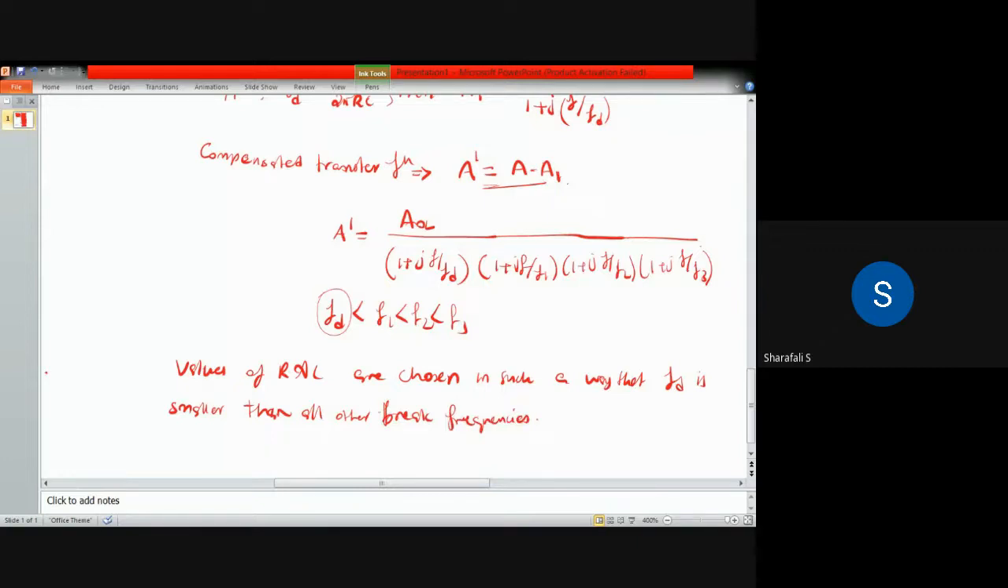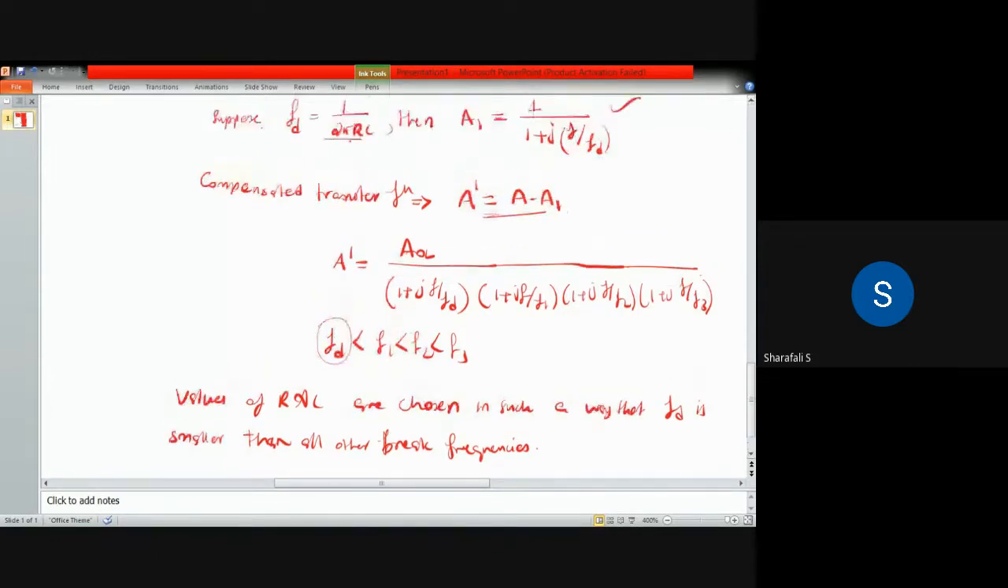Okay. So R and C we have to choose in such a way that, because Ft is 1 by 2 pi RC, we already have that expression here. So we have to choose R and C values in such a way that they give a value of Ft which is smaller than all other break frequencies. That is the condition for this dominant pole compensation.